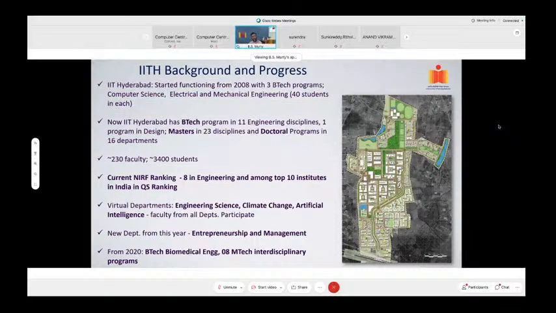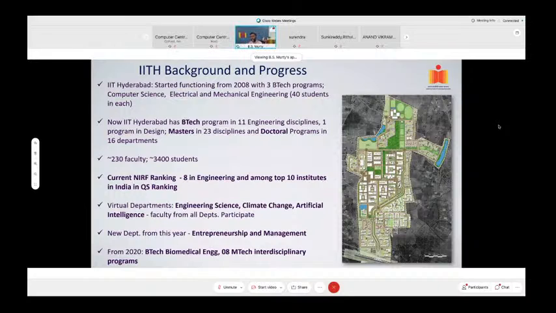And in addition to 11 branches of a BTech program, we also have a design program, which is again unique. Very few IITs have a design program, and some of you are there for the BDes program in front of us. And we also have a Master's MTech program in about 23 disciplines, and a doctoral program in almost every department. About 230 faculty, about 3,400 students, including all of you, is the strength of IIT Hyderabad right now.